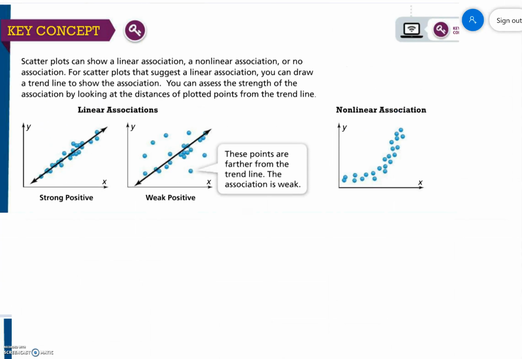All right, key concept. Scatter plots show a linear association, a nonlinear association, or no association. For scatter plots that suggest a linear association, you can draw a trend line and show the association. And then you can assess the strength. Is it weak or strong? By looking at the distances of the plotted points from the trend line. So here, strong, positive, and weak, positive. You can see the strong, the dots are all real close. Weak, the dots are far away. Here's nonlinear, because the dots show a trend, but it is not in a straight line.